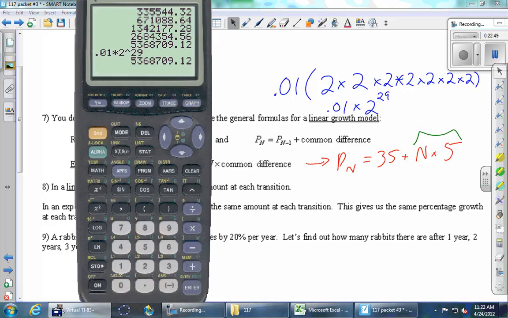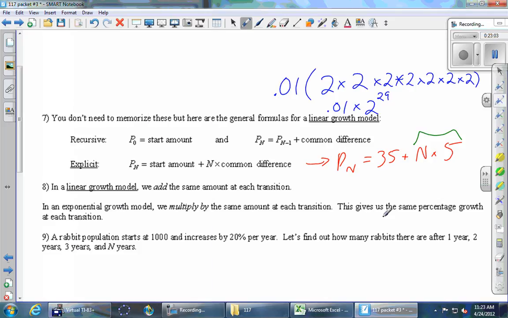Okay, so we're already starting to feel the new formula. It's not going to look like a 5 times n. It's going to look like a power. So I think we could say something like this.